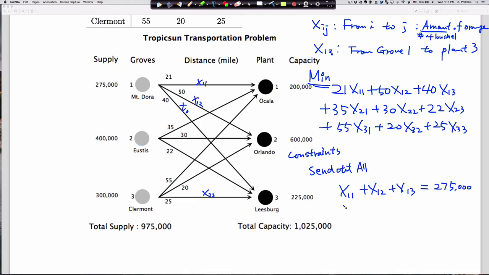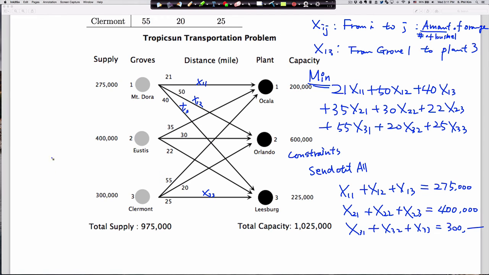From 2 to 1 plus 2 to 2 plus 2 to 3 will be the total amount of oranges sent out from group 2. So this should be exactly 400,000. And also x31, x32, x33 should be 300,000.